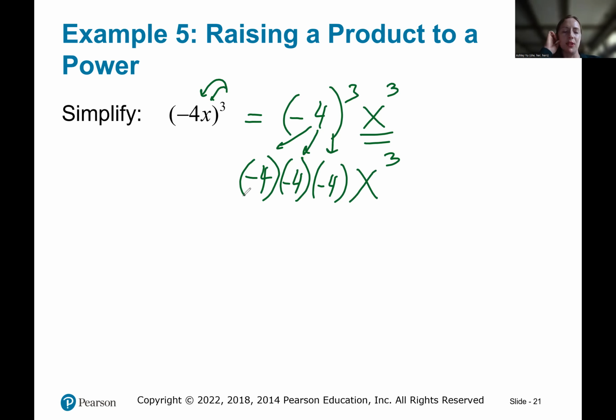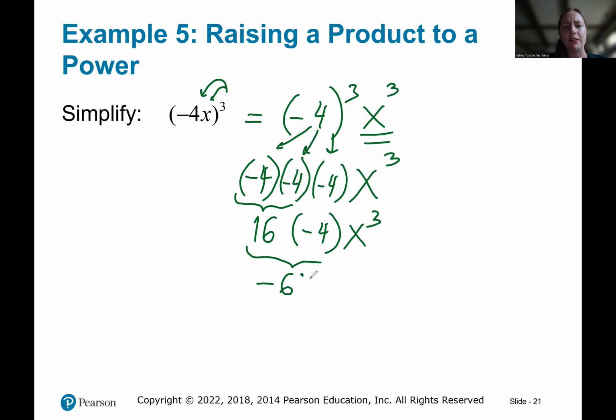And then with one of those properties we had, was it the associative property of multiplication? You can just do two at a time. -4 times -4 is +16, but I still have to multiply that by that last -4. Feel free to skip a lot of the steps, you can do it in your head. Now I can multiply 16 times -4, I think is -64. Is that right? And then just keep the x to the third. Yeah, okay. That looks good.